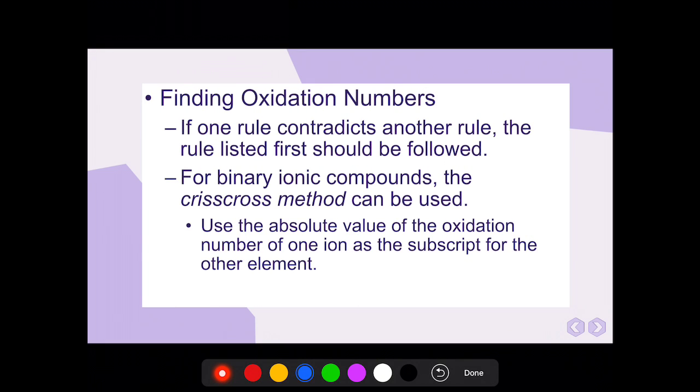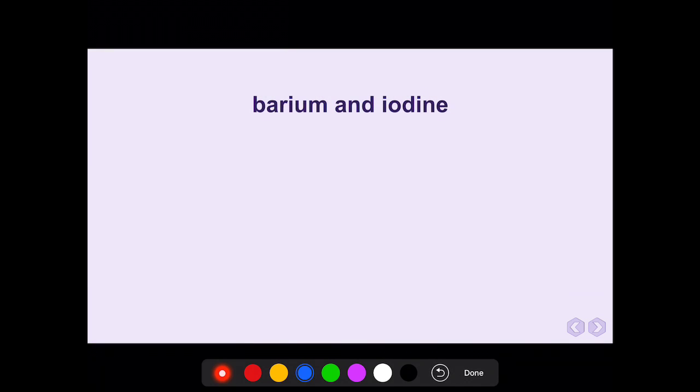Finding oxidation numbers: if one rule contradicts another rule, the rule listed first would be followed. For binary ionic compounds, binary means 2, ionic means it's a metal and a nonmetal. The crisscross method can be used in order to figure out the oxidation number. We're going to talk about some specific things in a little bit. Then we use the absolute value of the oxidation number of an ion as the subscript for the element of the other. This will make sense in just a moment because I'm going to work an example.